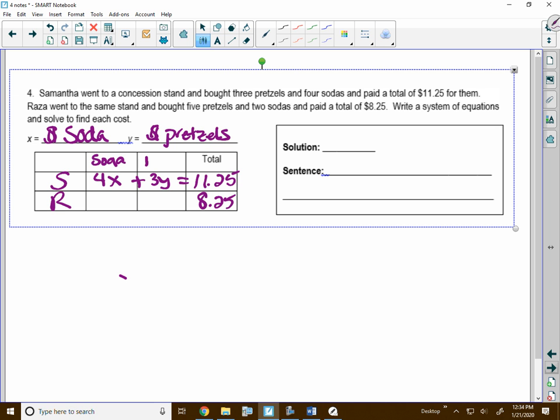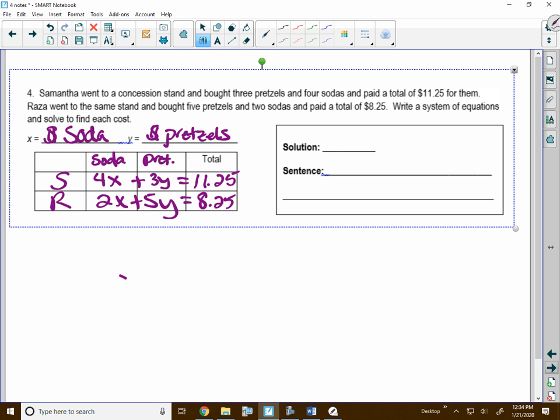If this helps you, you can put soda and pretzels here. You don't have to, though. Okay, see if you can write the second equation. All right, we should get 2x plus 5y equals 8.25, yes?